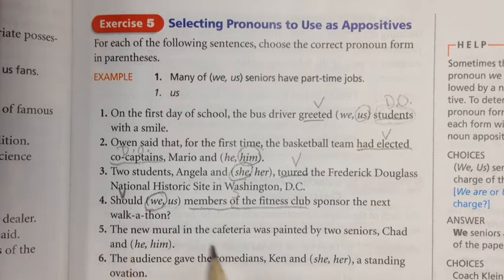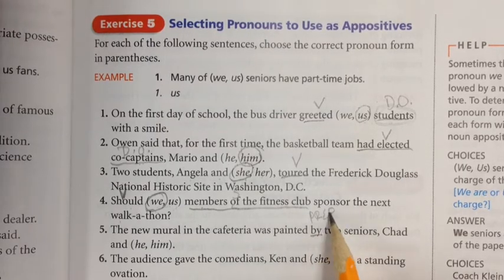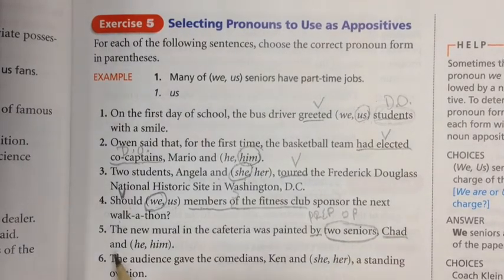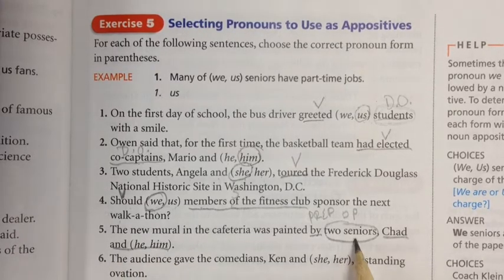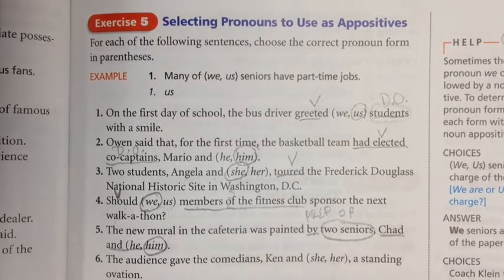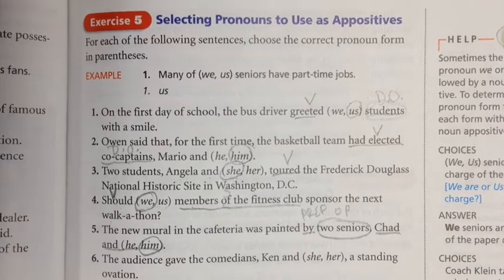The new mural in the cafeteria was painted by two seniors, Chad and he. So here's a preposition, and that means that two seniors is an OP, an object of a preposition. This means that this appositive has to be the same one you would use for an object of a preposition because it goes with this OP, and that's the objective case, so that means the word him. Go ahead and do 6 through 10 on your own.